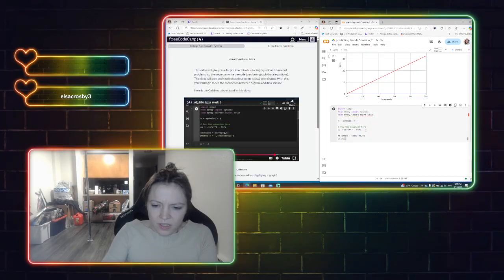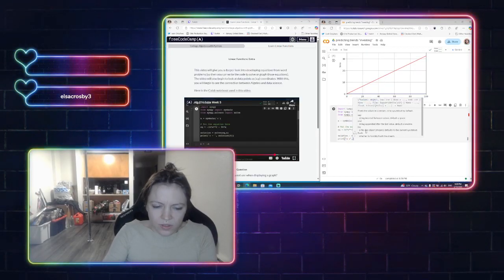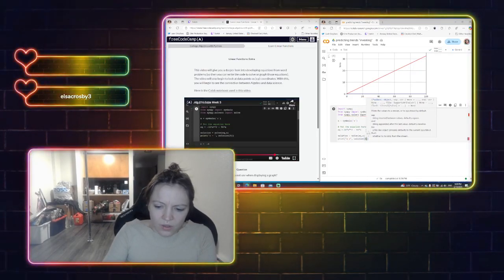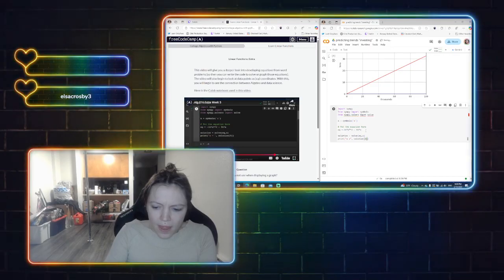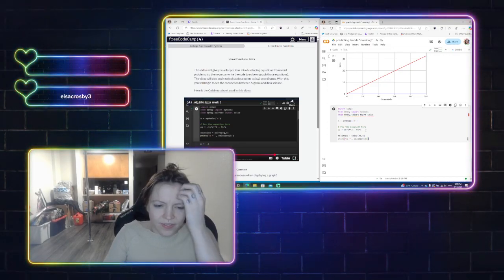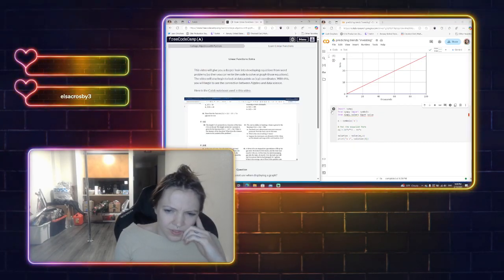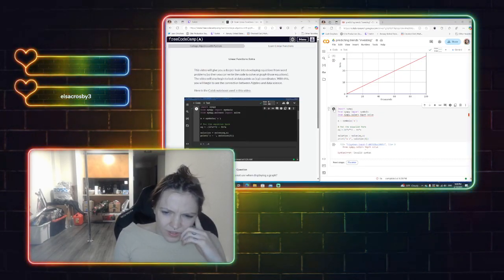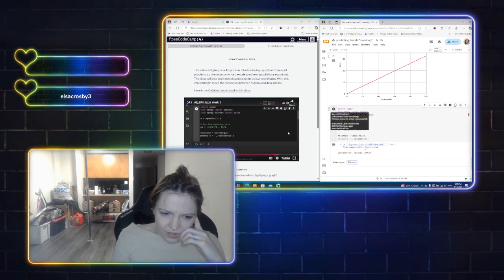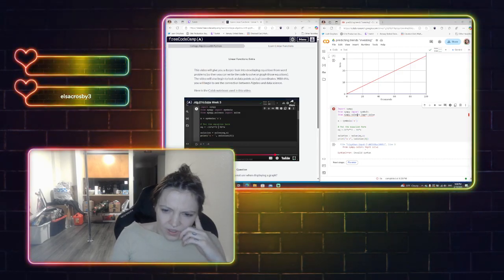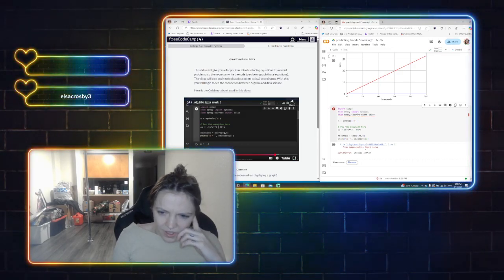Print x equals solution 0. Okay, go on. Would it not be plus 96t? Oh, is that the minus? Wait.